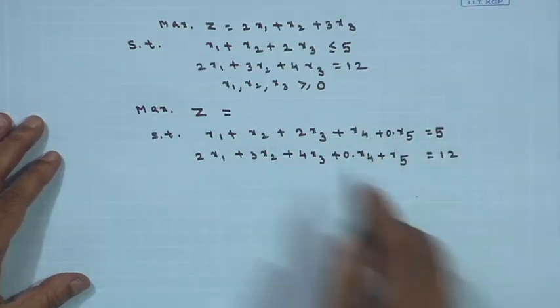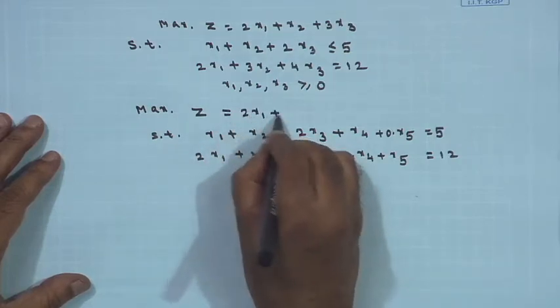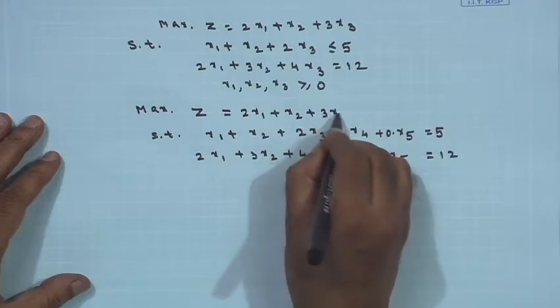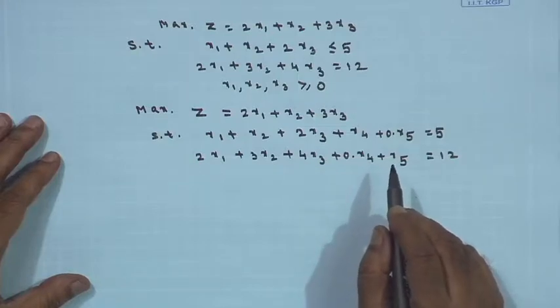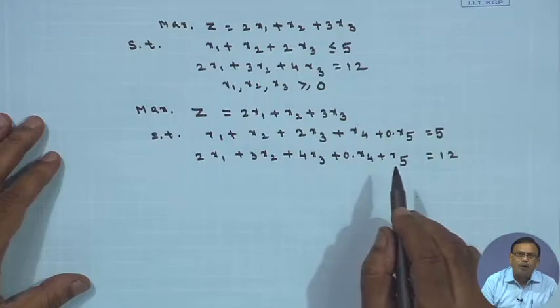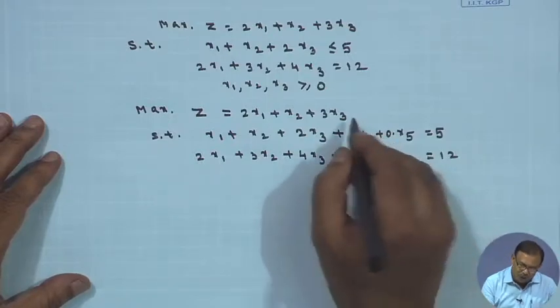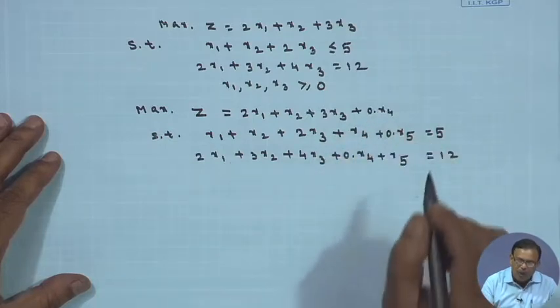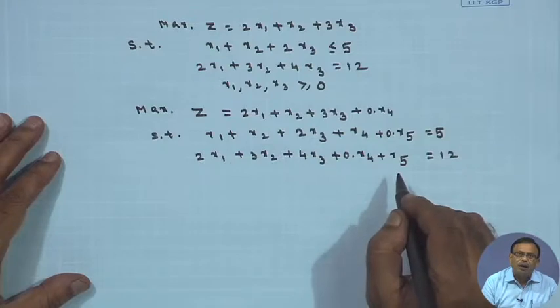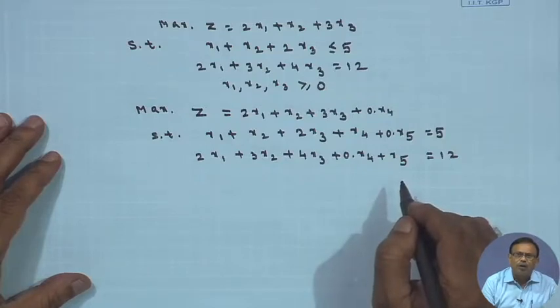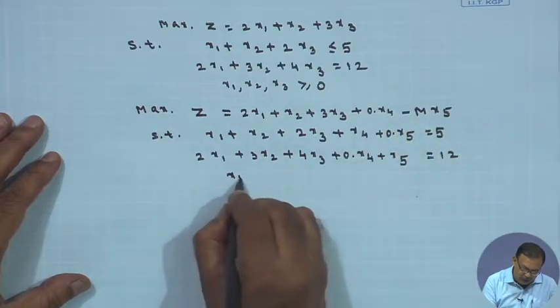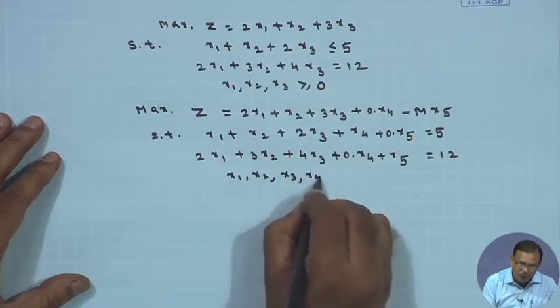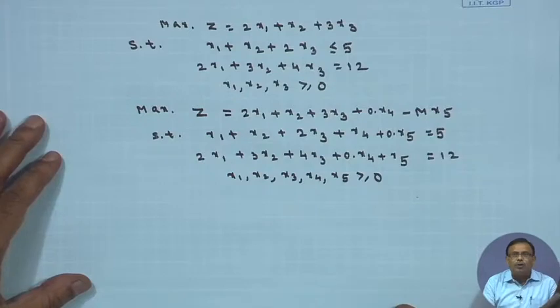Now, what will be the form of the objective function? The original objective function is 2x1 plus x2 plus 3x3. As you know, for a slack or surplus variable, the corresponding coefficient in the objective function is 0, so you can write it as 0 into x4, and corresponding to the artificial variable x5, your coefficient will be a very high negative number, which we denote by minus M. So it will be minus M into x5, and x1, x2, x3, x4 and x5 are all greater than or equal to 0.